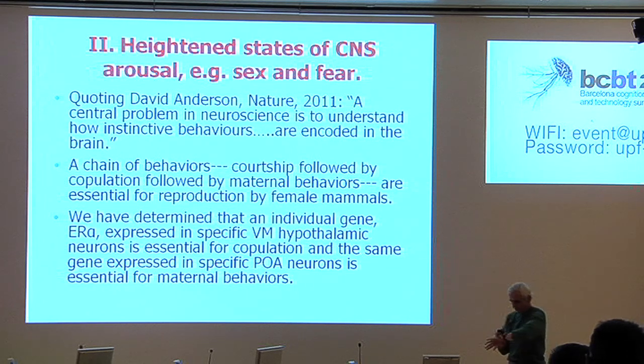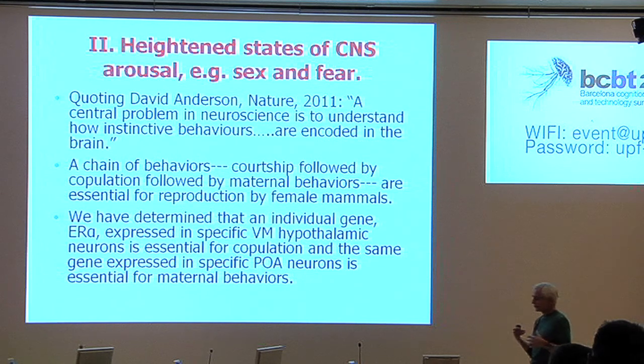So now I'd like to move to the second part of the talk. The second and the third are very brief. It turns out that I'm talking a lot about what we're doing right now and it's not finished. But now I can talk very briefly about things that took approximately 30 years to do. I'm quoting this famous Caltech professor, David Anderson, in Nature, where he says a central problem in neuroscience is to understand how instinctive behaviors are encoded in the brain.